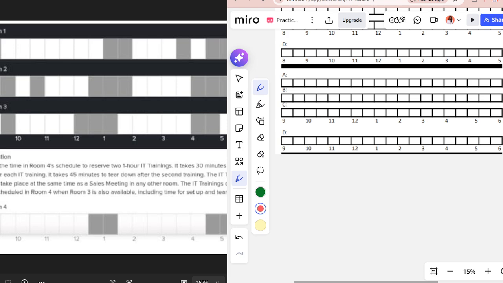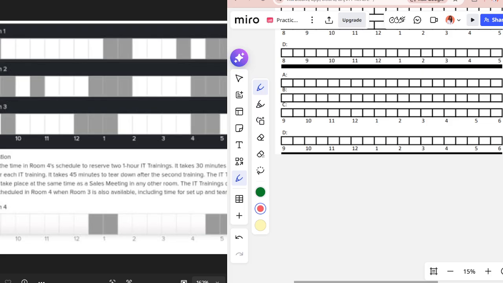Okay, so one very beautiful thing at the moment is that these boxes, I actually need to click them to find out whenever sales meeting is going on, but it's unclickable. Disclaimer, I got the screenshot from a group chat. That's where I was able to get it. And yeah, so the IT training can only be scheduled in room 4.